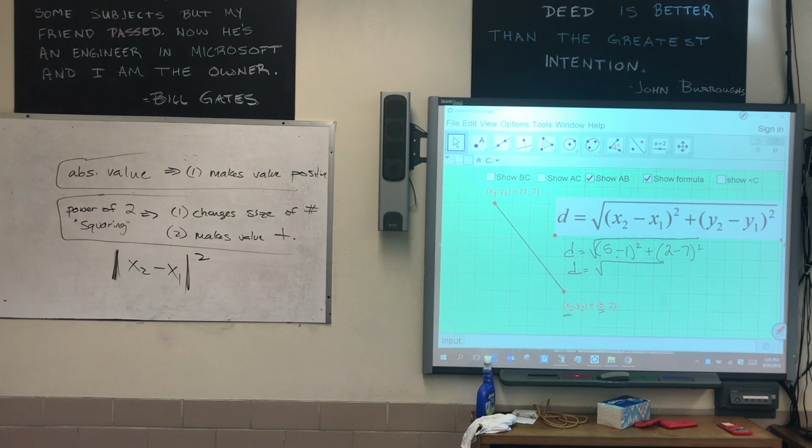You don't need to. What's 5 minus 1? Order of operations says do these subtractions first. 4. I'll have that squared in a moment. Plus then 2 minus 7? Negative 5. Okay? And I'm going to do that.